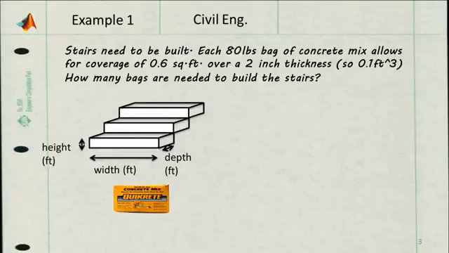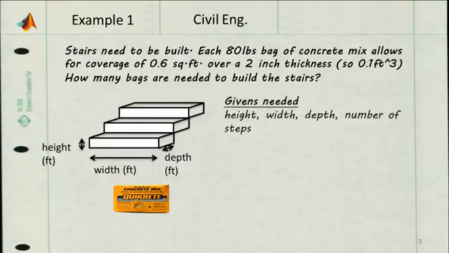If one bag can cover 0.1 feet cubed, all we need to know is the total volume and then divide by 0.1. So the givens needed are height, width, depth, and number of steps. We need to find the quantity of bags needed.